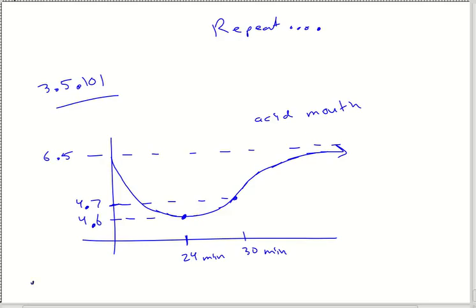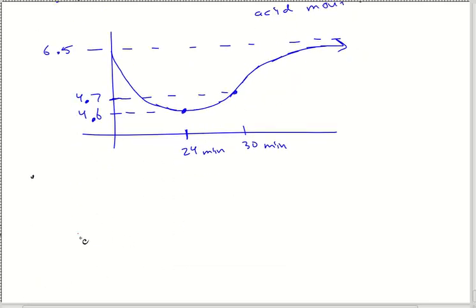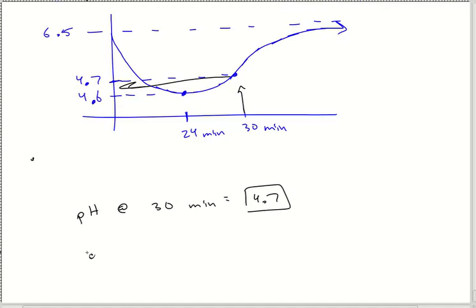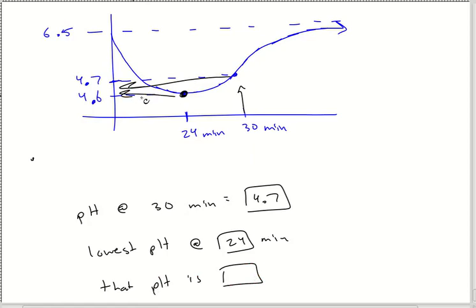So whenever they ask, here we go. They say, okay, what's the pH level after 30 minutes? 30 minutes, coordinate it off. 4.7. Okay. What's the lowest pH level? And they say it's at how many minutes? Well, the minimum is right there at 24 minutes. And they say, what is that pH level? Well, coordinate it off as 4.6.